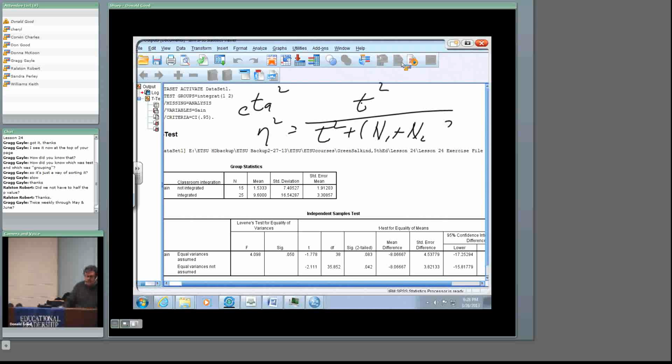Now, does that look familiar at all? Say yes. Humor me. Okay, what does it look like? Well, what is n1 plus n2 minus 2? Yes, that's the degrees of freedom that we have. So this is t squared divided by t squared plus the degrees of freedom.